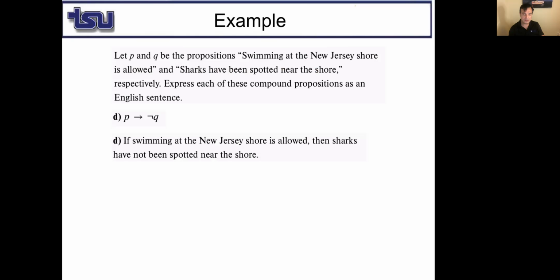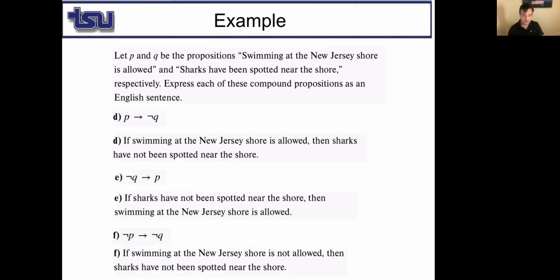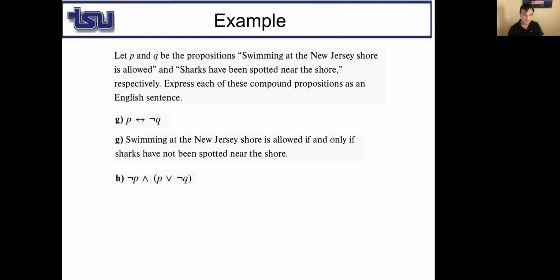That's what it is. How about this one? If sharks have not been spotted near the shore, then swimming at New Jersey shore is allowed. How about this one, P not? If swimming at New Jersey shore is not allowed, then sharks have not been spotted near the shore. Okay. How about this? Swimming at New Jersey shore is allowed if and only if sharks have not been spotted near the shore. That's what it means.